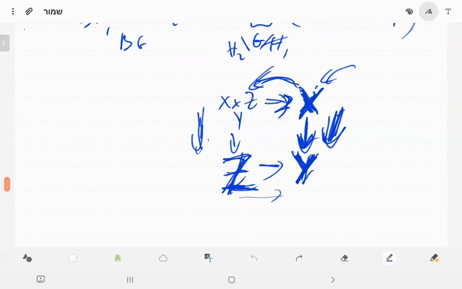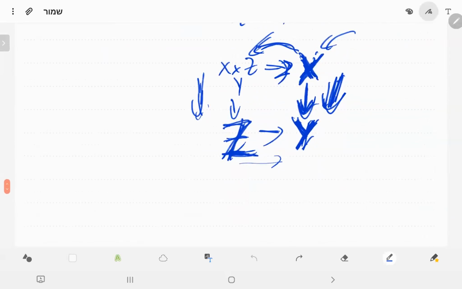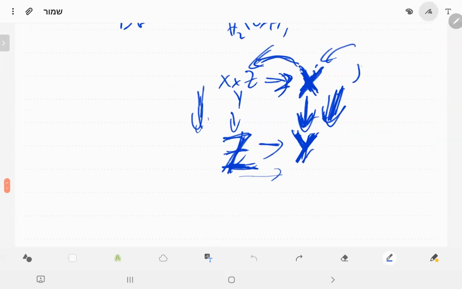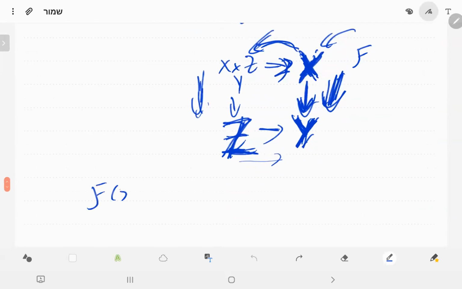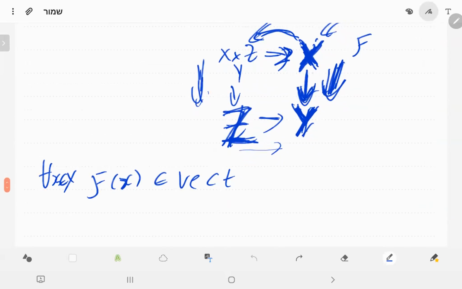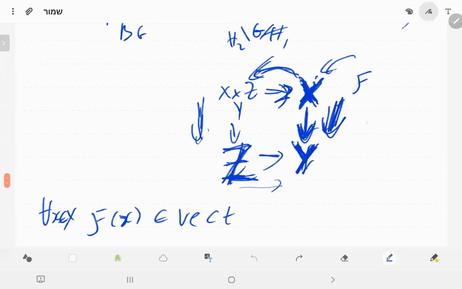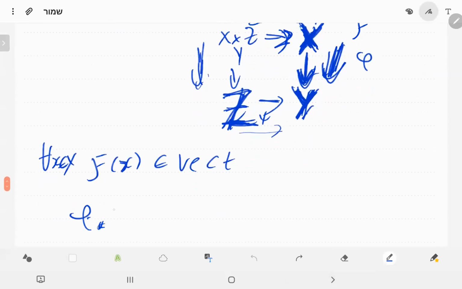So let's do it for the simplest case of sets. It's really a tautology. We have a functor from a set to vector spaces. What does it mean? It means just an assignment, for each point in the set, of a vector space. Let's give it a name, F. So F of x is just a vector space for any x in X. Now let's do the first construction. Let's call this vertical map phi and this one psi.